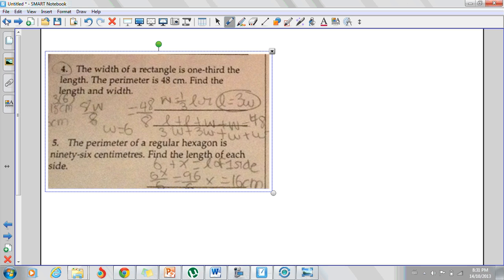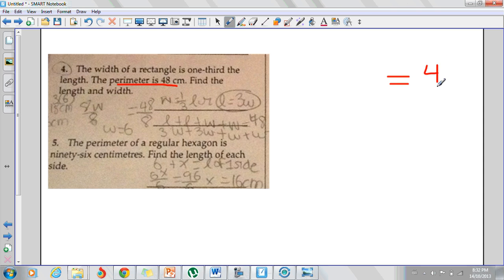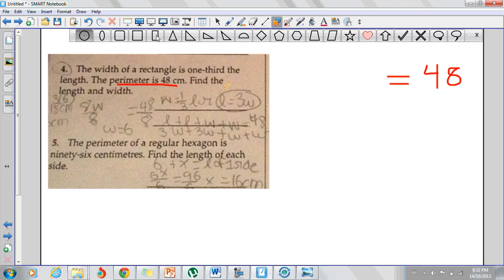So remember, in any formula or any kind of a perimeter, whenever you're told what the perimeter is, that's your total. And the total always goes on one side of the equal sign. So here's our total right away, it's 48. Okay. And it says the width of a rectangle is 1/3 of the length. So we know that if we're going to do a rectangle, I'm going to draw a rectangle.